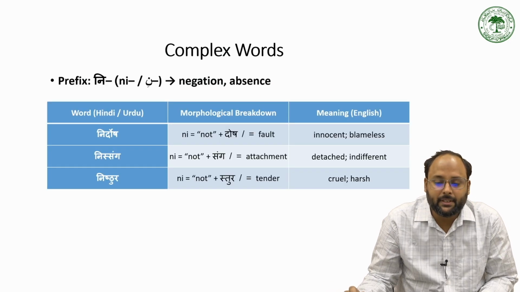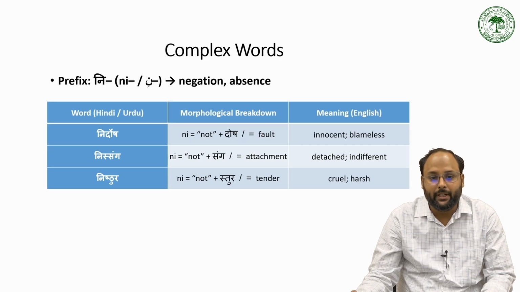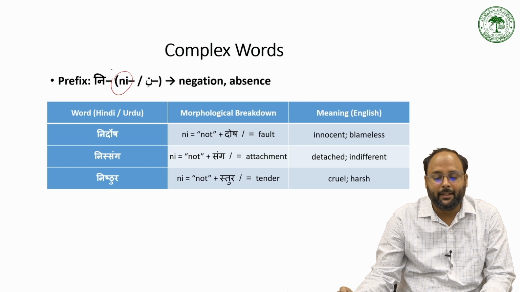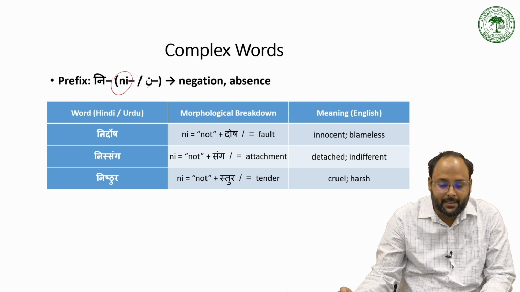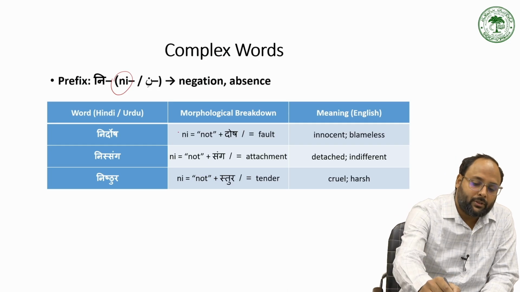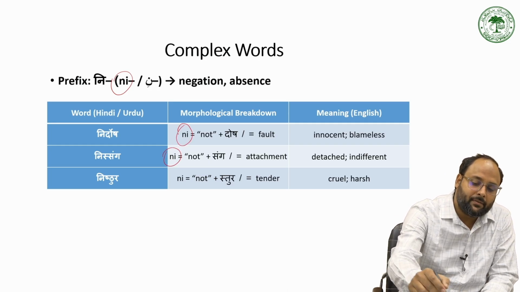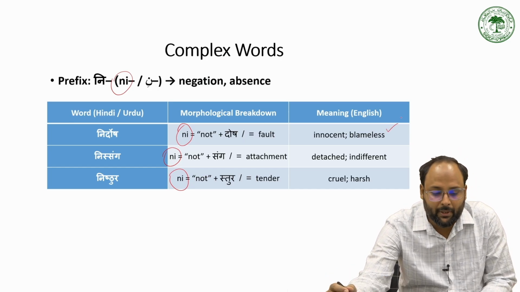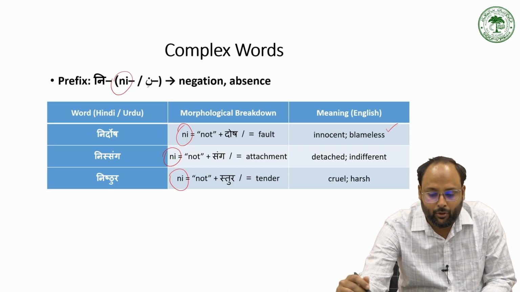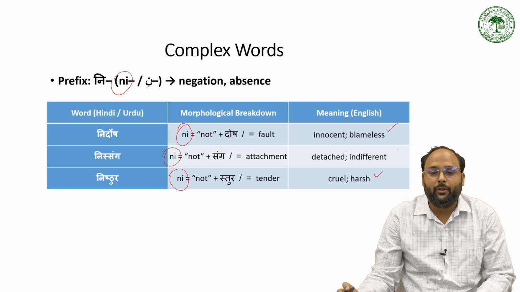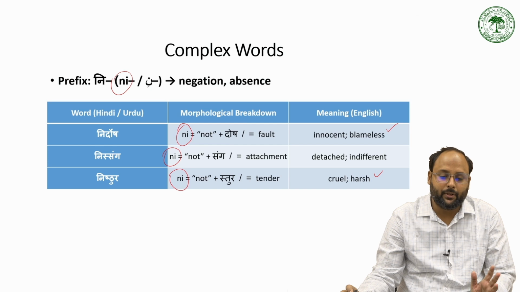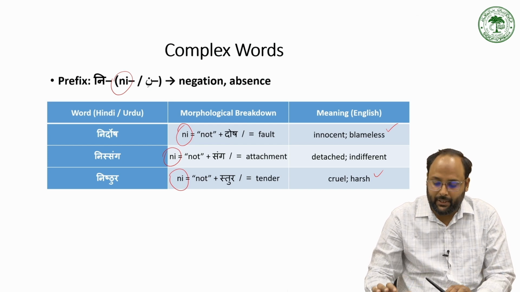We have another prefix in Hindi, particularly Hindi, like the prefix ni. So we can create the words nirdosh, nissang, nisthur. In nirdosh, ni is the prefix, in nissang, ni is the prefix, and in nisthur, ni is the prefix. Nirdosh means innocent or blameless, nissang means detached or indifferent, and nisthur means cruel or harsh. So that is the prefix ni. By this prefix we can also create words which give the meaning of negation.